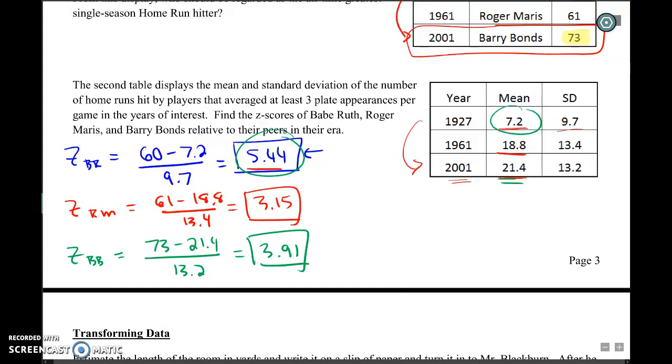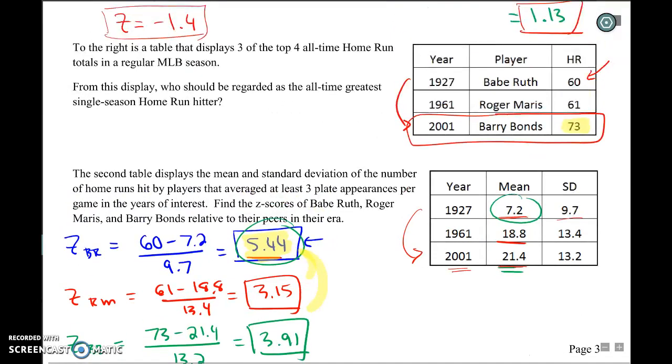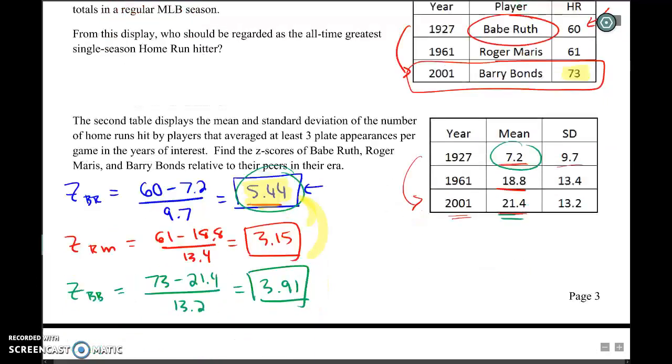But whose performance was more rare? Whose performance was more phenomenal? Babe Ruth's performance in 1927 was really better. So my vote goes to the old timer. All right.